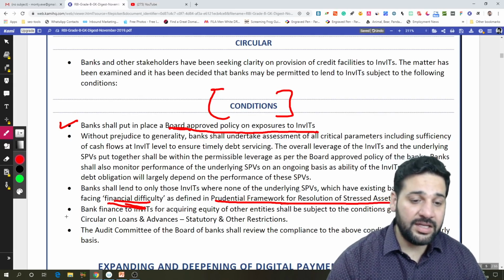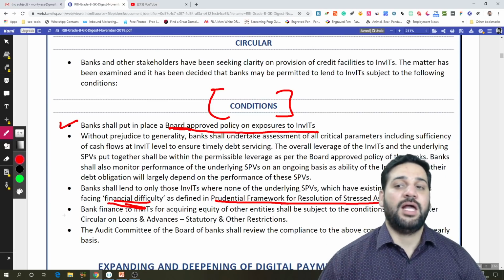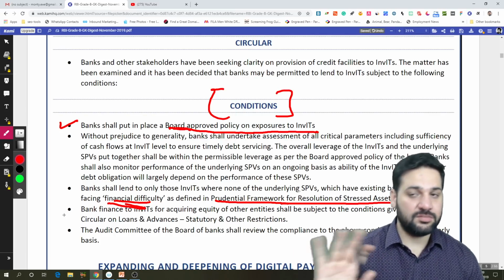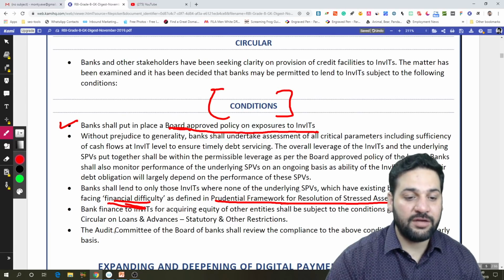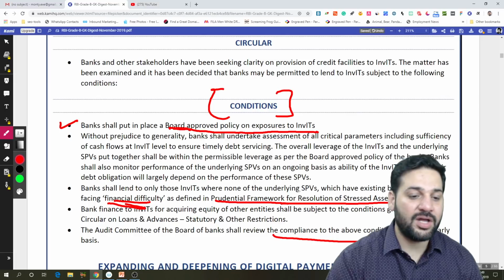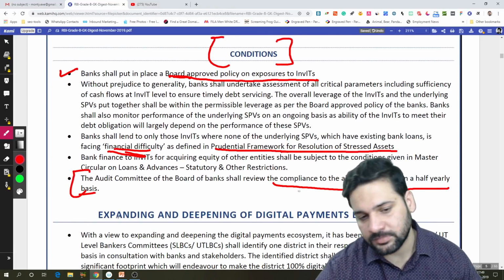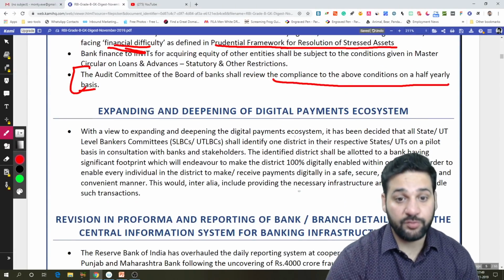trust. And then there should be a real-time check on the working and the operations of these trusts. If they are facing difficulties, then no further loan should be provided. And then the audit committee of the board of the bank shall review the compliance of the above conditions on a half-yearly basis, right? So that's what it is. Not really important for the GA section, but anyway, we need to do that for Phase 2.